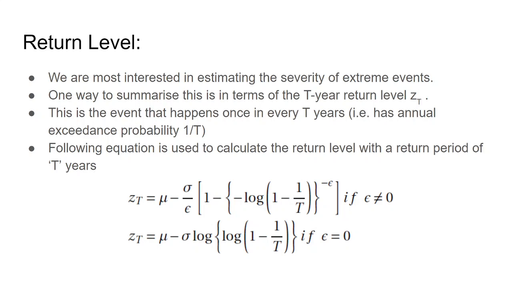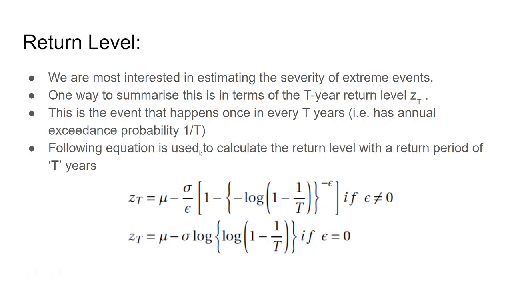Now talking about the return levels. Whenever we model these extreme values, we are interested in estimating the severity of extreme events. Let's say we are talking about an event that happens once in every T years. In other words, it has an annual exceedance probability of 1 by T. The return level z_T corresponds to the value that can be exceeded once in T years.